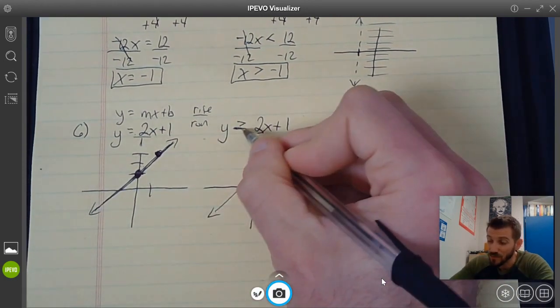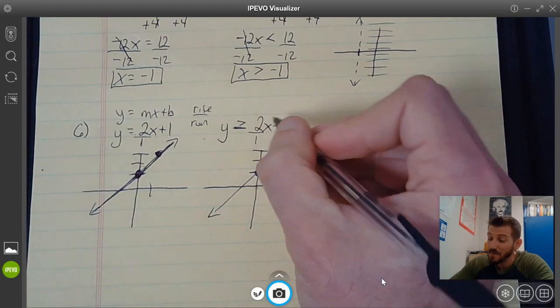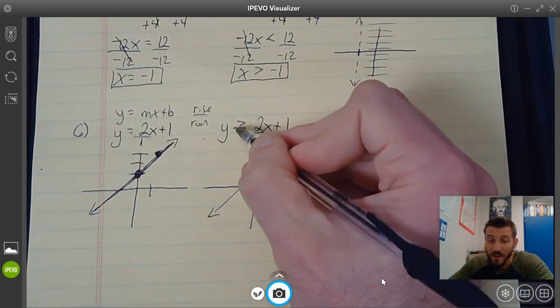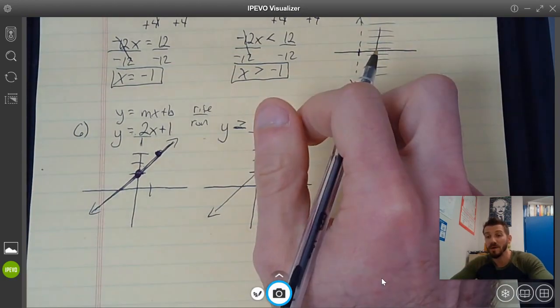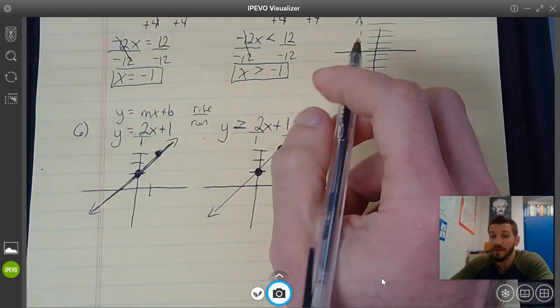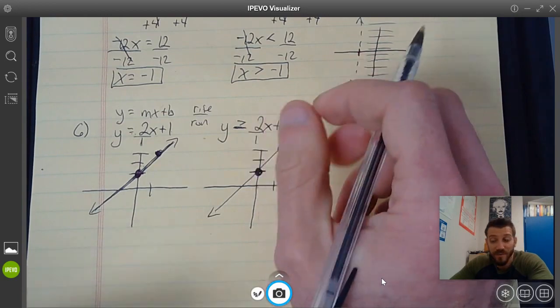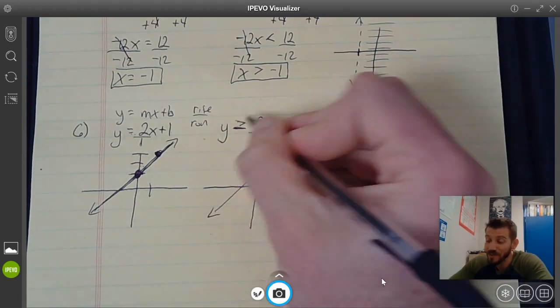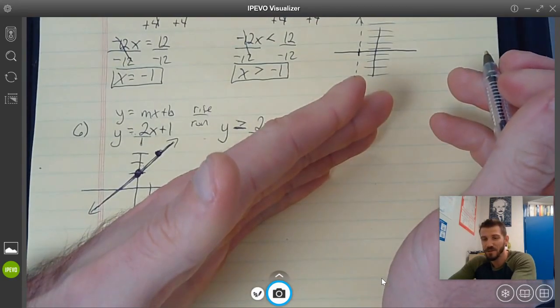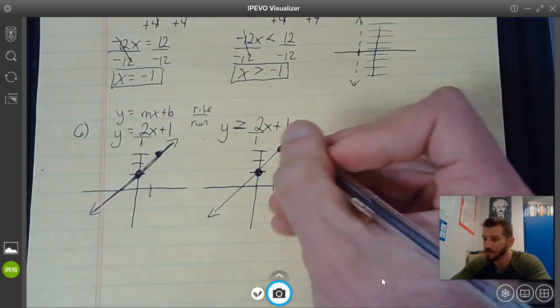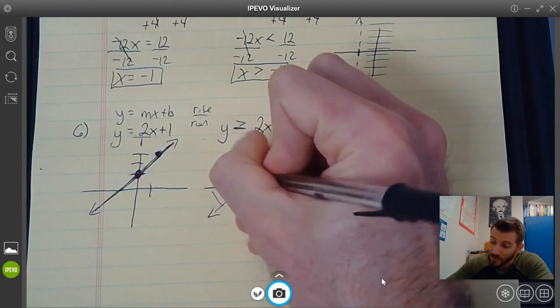Right? Because that means equal to, just like this one was. But it's also greater than or equal to. So greater than means everything bigger or everything up. Less than would be everything smaller, everything down. So because it's a greater than symbol, I need to shade upwards. So if I put my hand on the line, I'm going to shade up on my paper. So that would be this way.